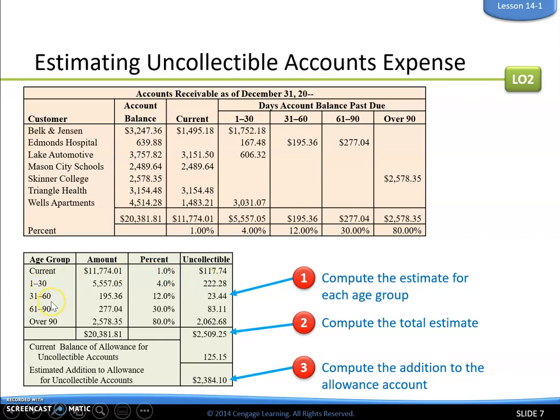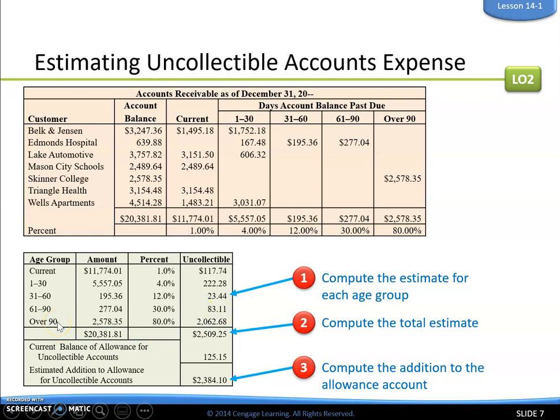Okay. Now we go down to 31 to 60 days. Now they're even farther past due. So now we're going to estimate 12% of that is going to be uncollectible. 61 to 90 days, we're going to assume 30% is uncollectible.